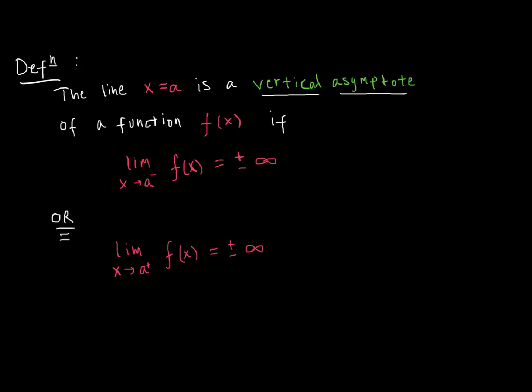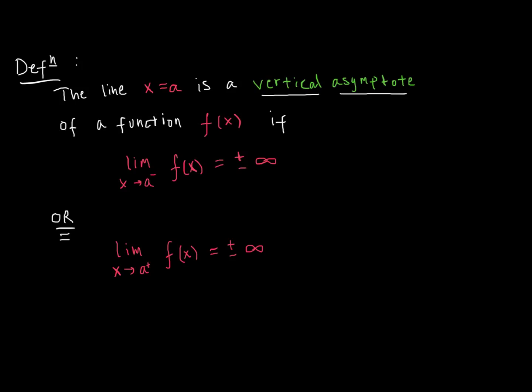And so here's the definition of a vertical asymptote. So the line x equals a is a vertical asymptote of a function f of x if the limit as x approaches a from the left of the function is positive or negative infinity, or if the limit as x approaches a from the right of f of x is positive or negative infinity. Either one of these being true means that the line that goes through the value a that we were approaching is a vertical asymptote.